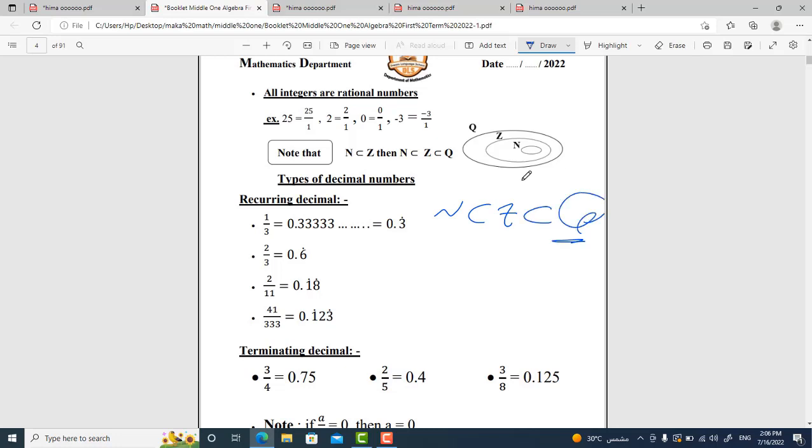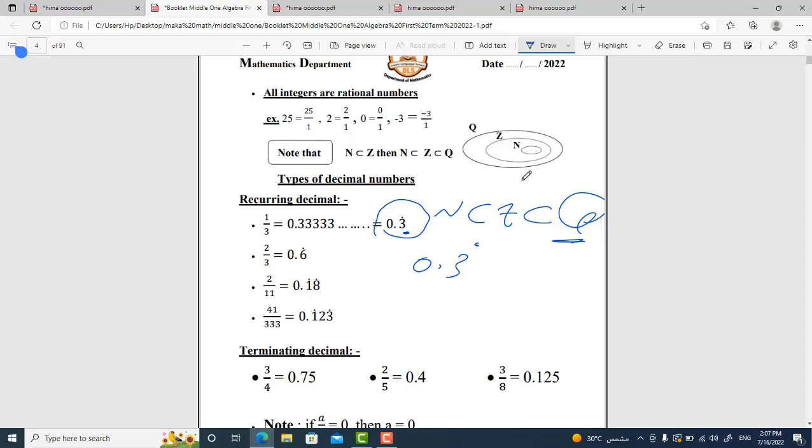And we have types of decimal numbers now: recurring decimal and terminating decimal. It's very important. What's the difference between recurring decimal and terminating decimal? Recurring decimal, I have 1 over 3. If you write this on your calculator, you have 0.3333333, and here 3 is repeated. So for any repeated number, put a dot over it, and you read 0.3 recurring.